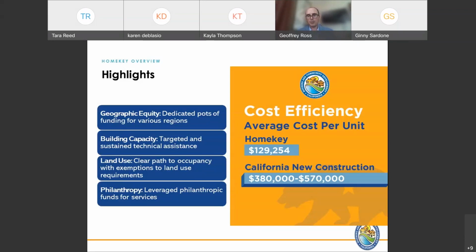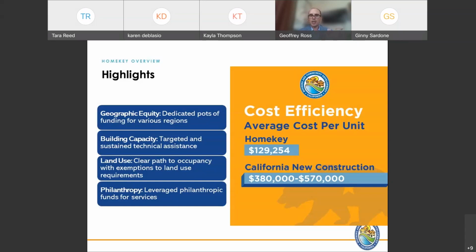One thing that you will note is that in California, it's incredibly expensive to build. Anywhere in the state, it's roughly $380,000 to $570,000 a unit to construct. Wherever we built in California using this model, we saved on average $150,000 to $200,000 a unit.